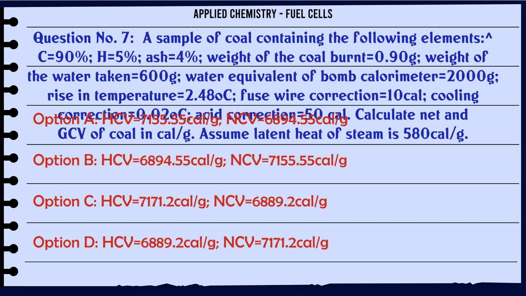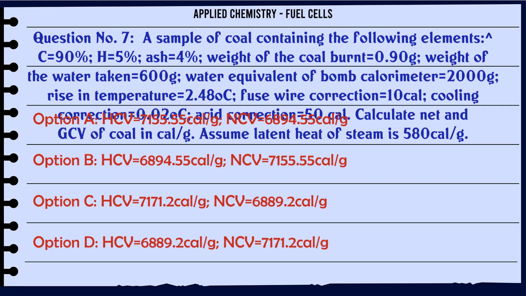A. HCV 7155.55 calories/g, NCV 6894.55 calories/g. B. HCV 6894.55 calories/g, NCV 7155.55 calories/g. C. HCV 7171.2 calories/g, NCV 6889.2 calories/g. D. HCV 6889.2 calories/g, NCV 7171.2 calories/g.